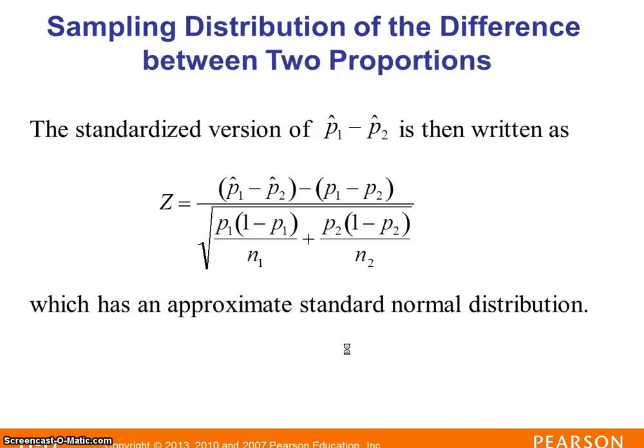Since we are dealing with population proportions, this will be a z statistic, so you simply plug in the values in here. So this would be the proportion of successes for population 1, proportion of successes for population 2, N1 and N2 would be the sample size of each one.